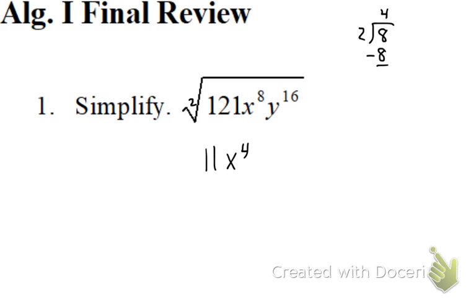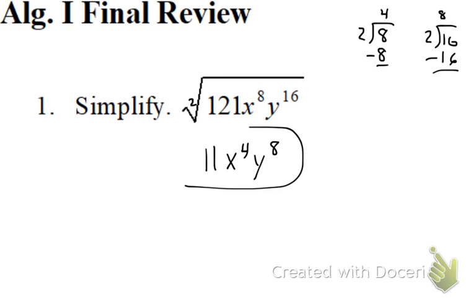x to the 4th times x to the 4th would be x to the 8th. Same idea with the y to the 16th. 2 goes into 16 8 times with no remainder, and so we get y to the 8th. If you start with an even and end with an even exponent, you do not need the absolute value. It's only when you start with an even exponent and end with an odd exponent that you need absolute value.